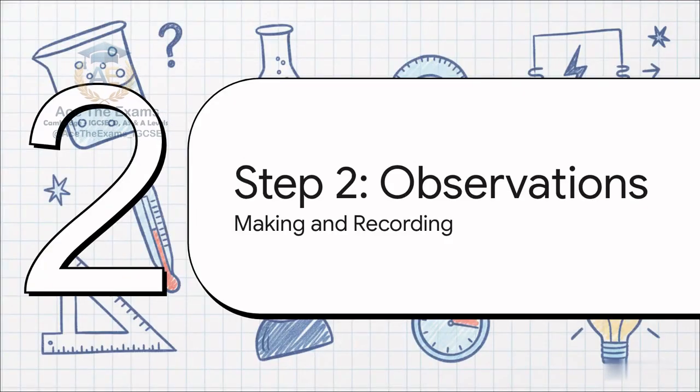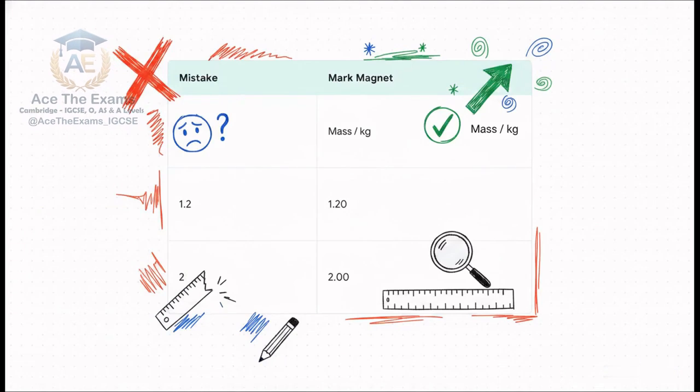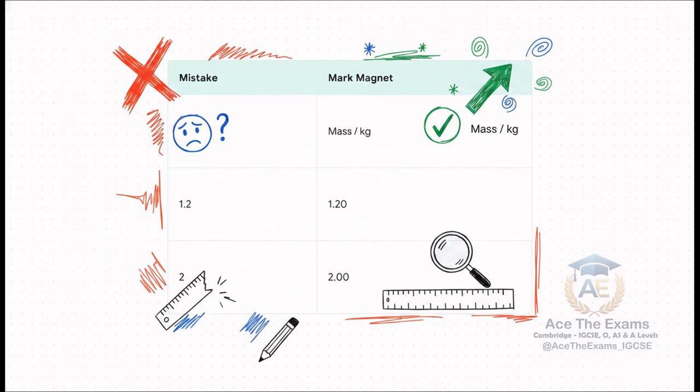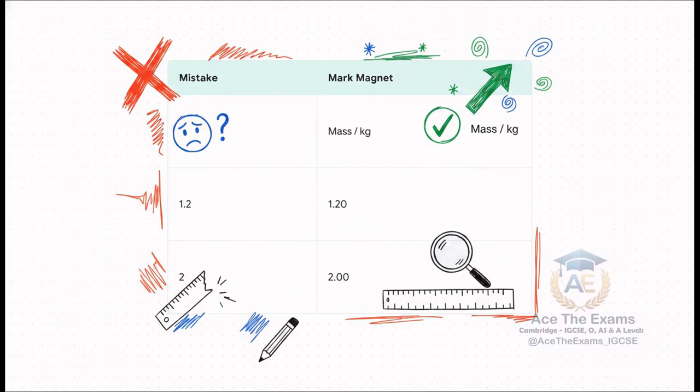All right, step 2, making and recording observations. Let's escalate the stakes a bit. This is where you actually gather your data safely and accurately without losing points to really sloppy formatting. And hey, this is exactly where that poll from the beginning of our explainer comes back into play. Let's see if you got it right.